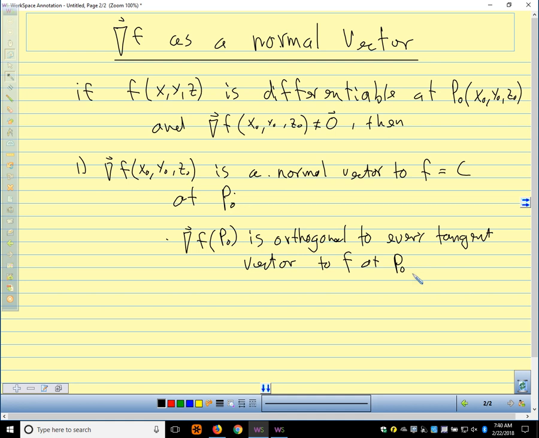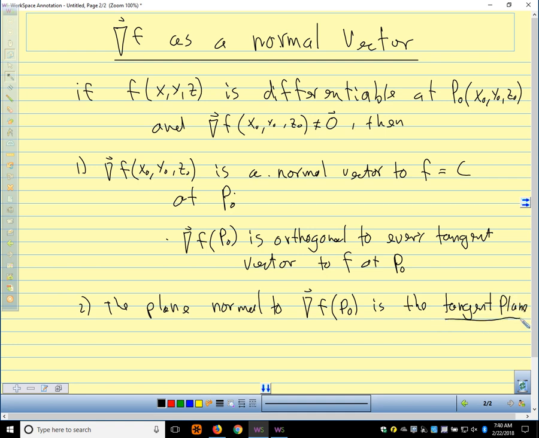So if we think of a bunch of tangent vectors, put a bunch of tangent vectors together, then we get a plane. So we're going to use del f as the normal vector to what we're going to call the tangent plane. So the plane normal to del f at p0 is the tangent plane to the surface at p0.